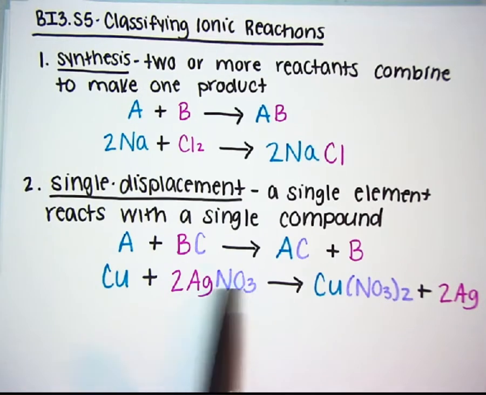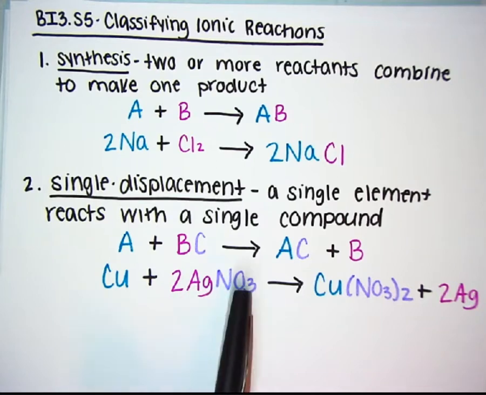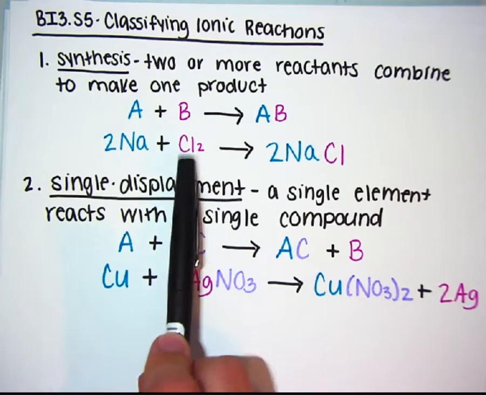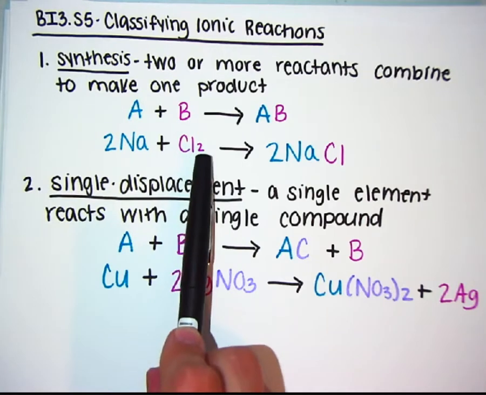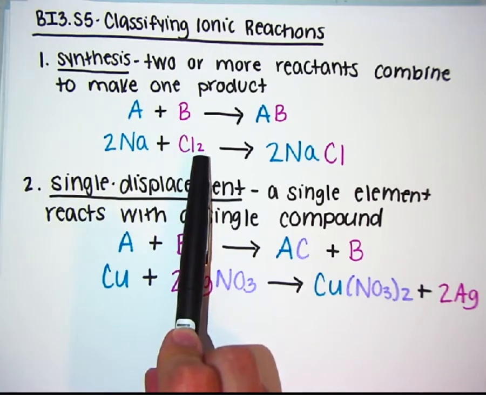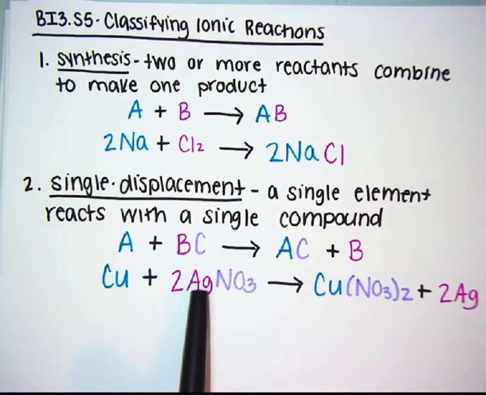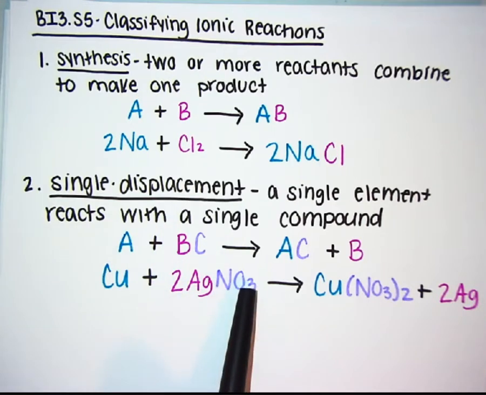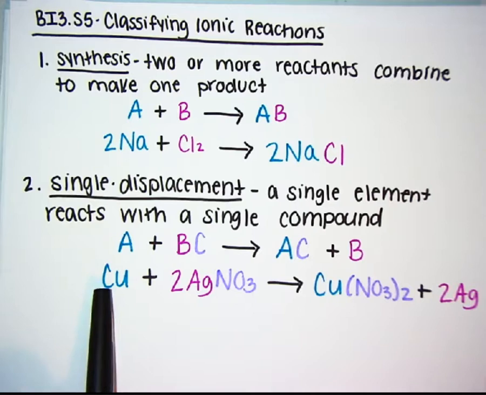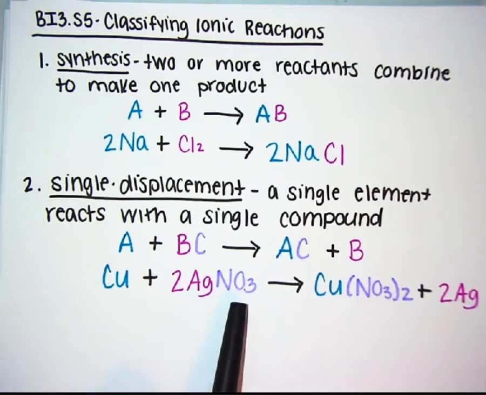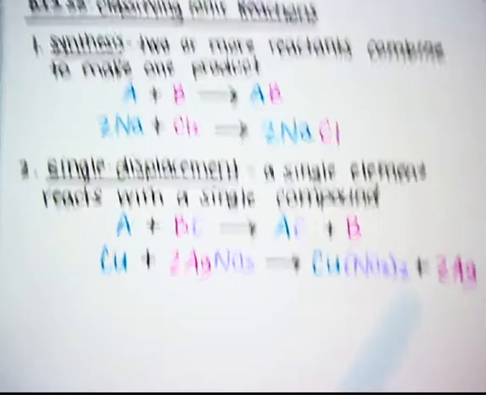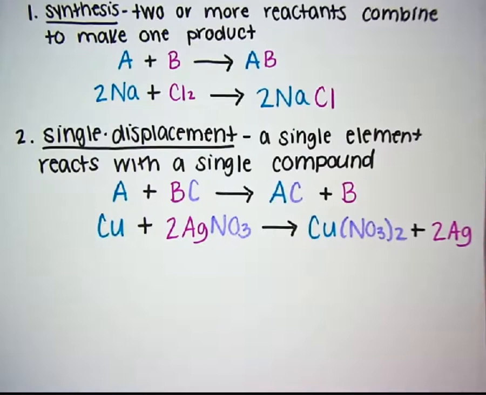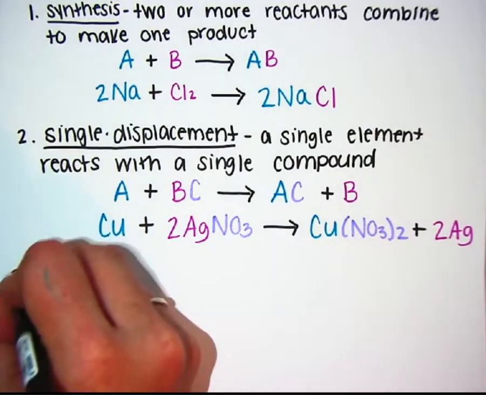So this would be a single displacement, a single element reacting with an ionic compound. The difference between single displacement and synthesis is that chlorine is not an ionic compound. An ionic compound needs a cation and an anion. So in single displacement, a single element reacts with an ionic compound. It needs to be made up of a cation, like silver, and an anion, like nitrate.